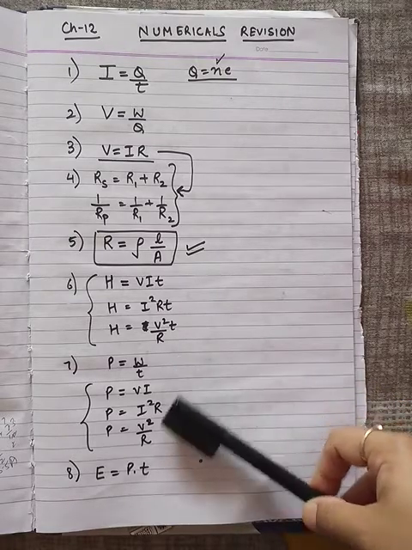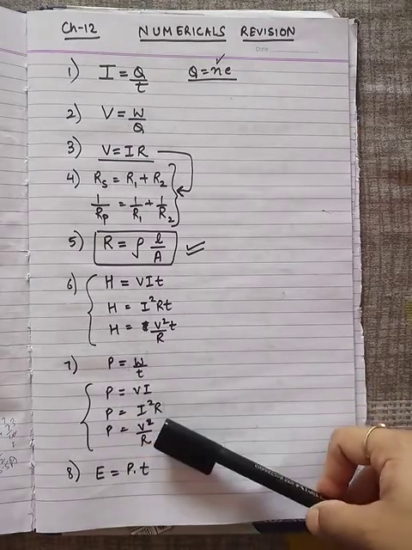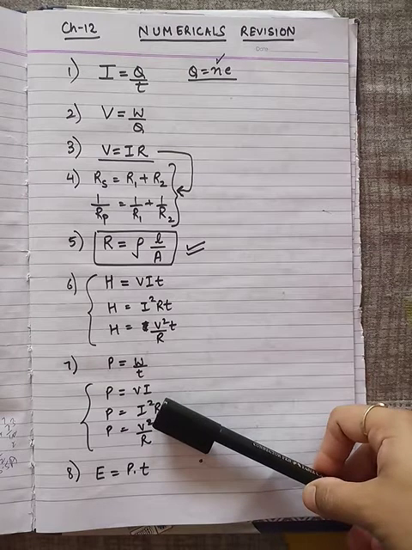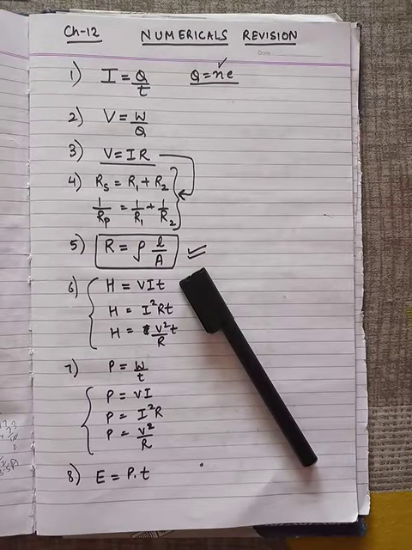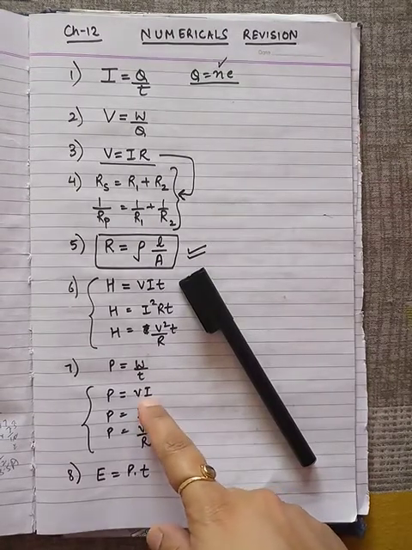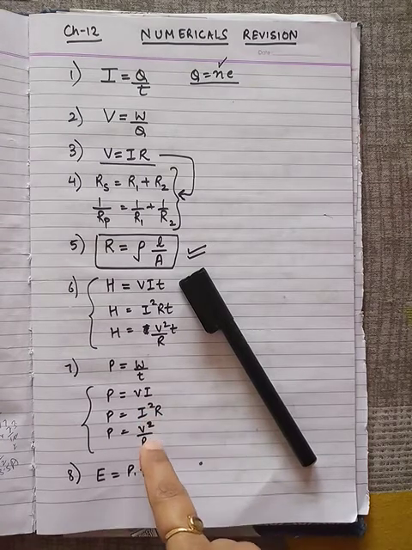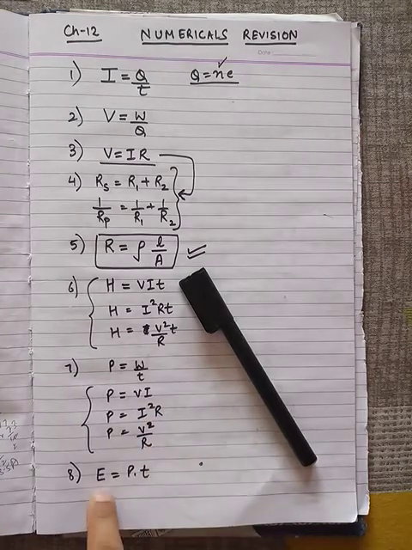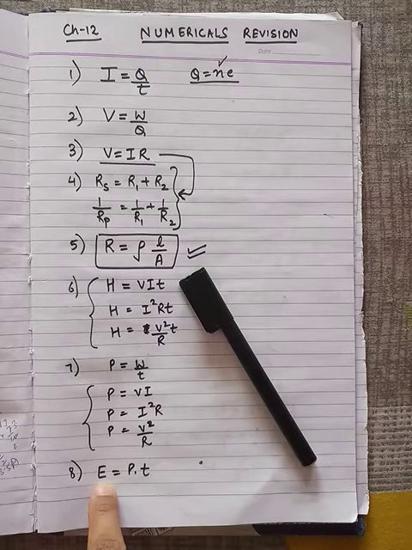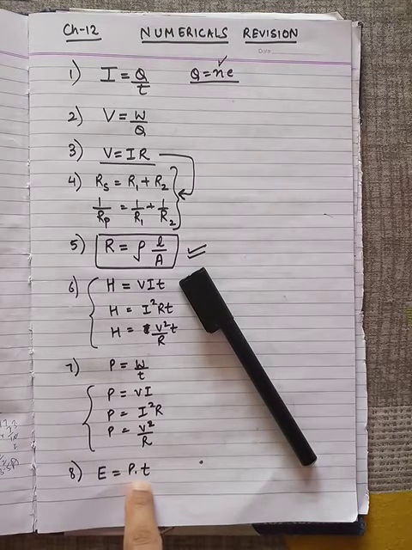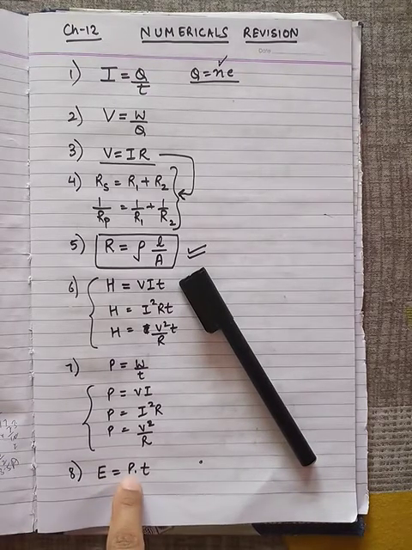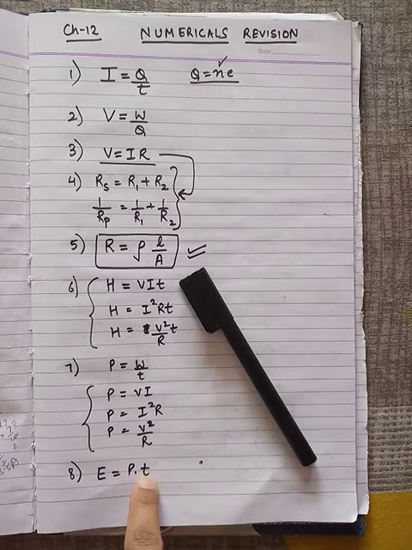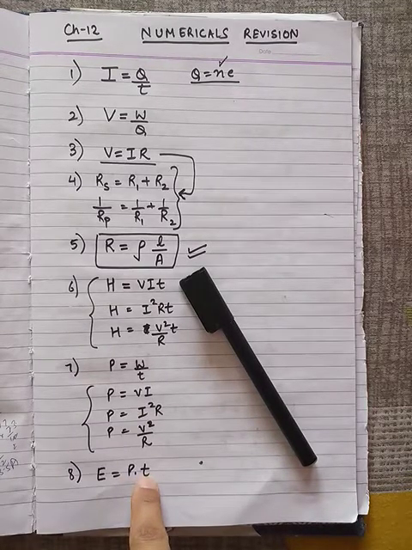Next is the formula for power. Power has three formulas that are used: power equals VI, power equals I square R, and power equals V square upon R. Right. Now next one is E equals P multiplied by T. E is the energy consumption, that is electrical energy consumption in our case. P is the power of the device, and T is the time for which the device is being used.